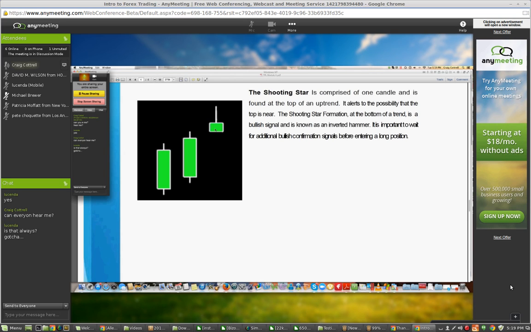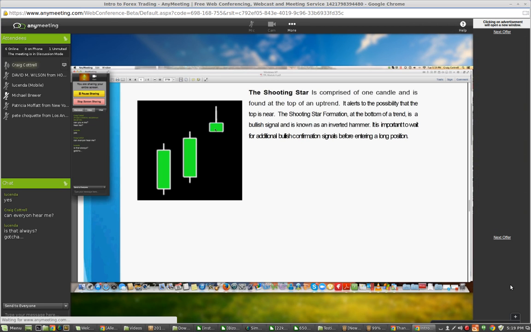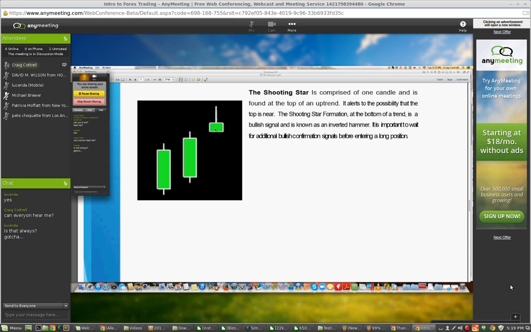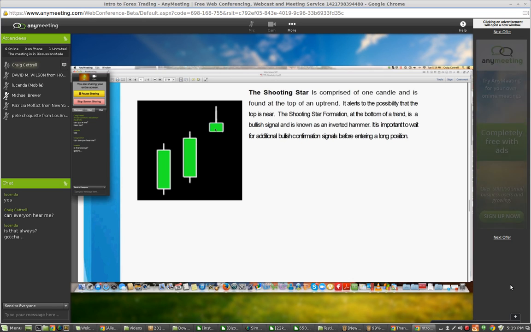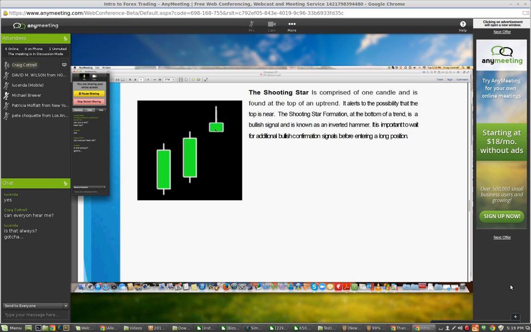So if I was in a buy, if I was expecting this price to continue going up, I'd be very cautious here, because that shooting star is an indicator that that uptrend is losing its steam a little bit. So I would want to wait to see more confirmation, more candles, before I would continue on with my buying.